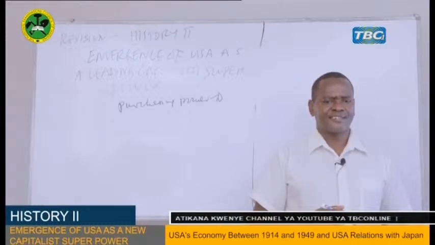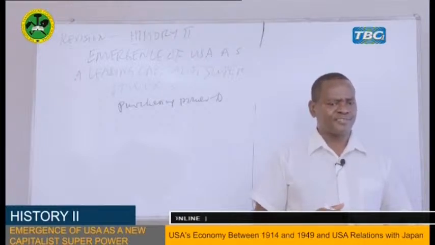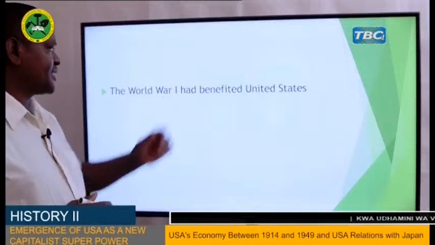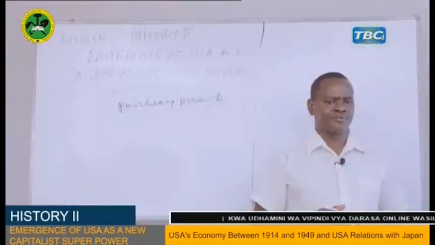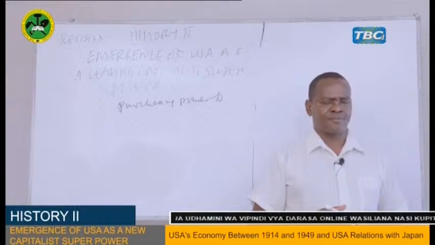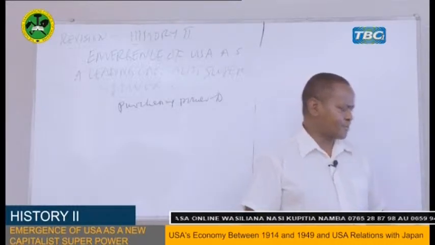So the United States, as a result, became the supplier of manufactured goods to European countries, because European countries at that time were busy engaging in war. So that benefited the Americans a lot. And by being a supplier of goods, they were able to increase the level of their production, and so the American economy grew to a stage of boom.